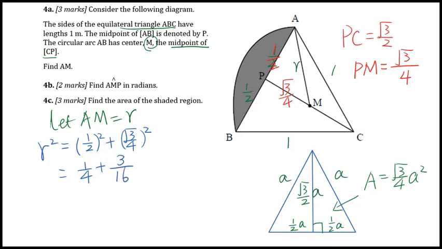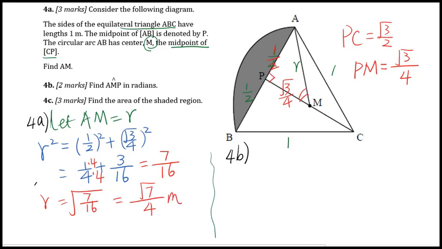We will make the same denominator. So we multiply by 4, multiply by 4. You will get 7 as a numerator and the denominator is 16. Therefore, this R equals square root of 7 over 16. That is square root of 7 over 4.